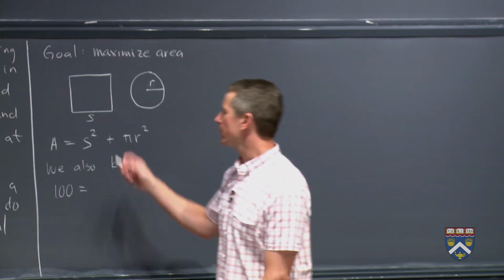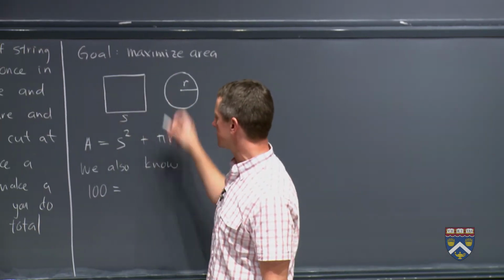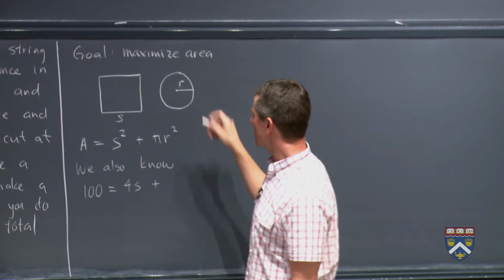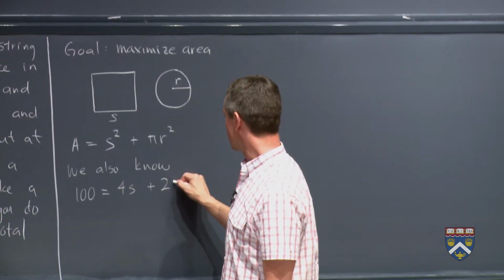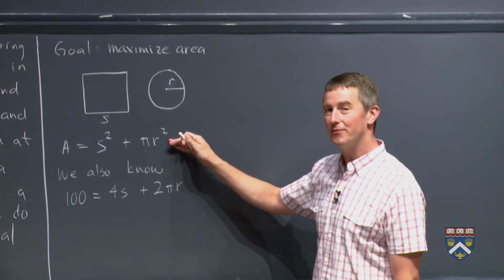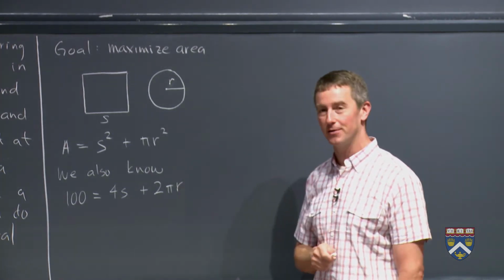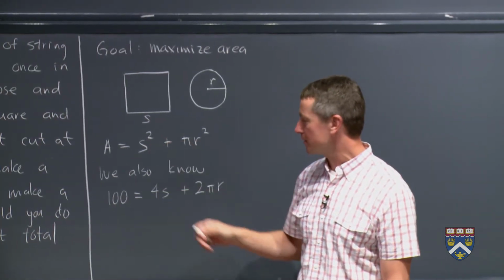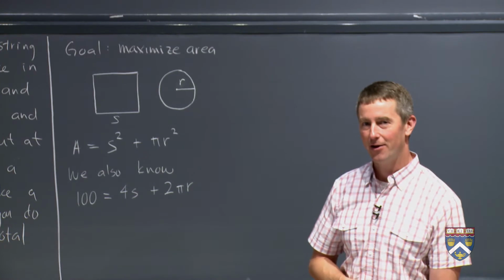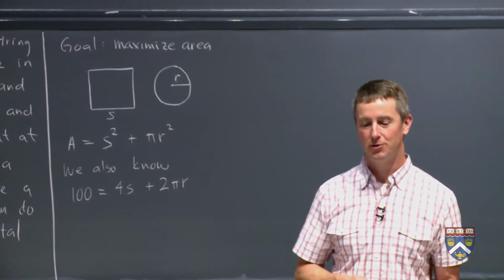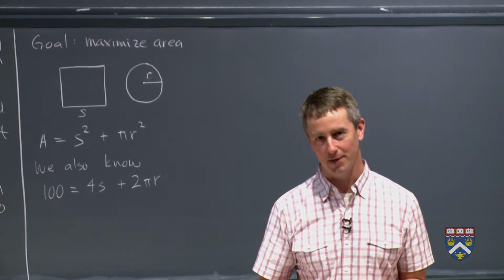So the perimeter of the square is what? s plus s plus s plus s, 4s. The perimeter of the circle is 2 pi r. Look at that. That's interesting. The derivative of the area of the circle is the perimeter of the circle. The derivative of the area of the square, though, is not quite the perimeter of the square. You can think about why it's different for a square than for a circle.